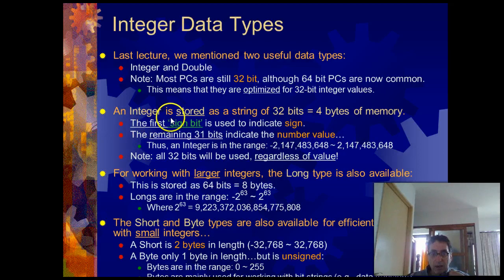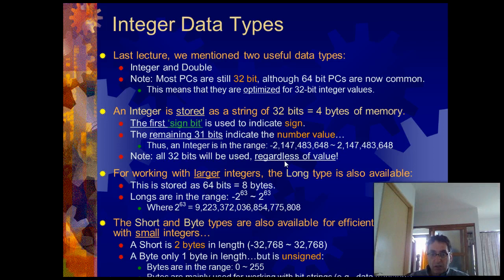So the first bit is called the sign bit, and that's used to indicate the sign. The remaining 31 bits indicate the number value. So we have the sign and the number value. Thus, an integer is in the range from here to here, and we need to store that in 8 bytes, I think, whatever it was. Note, all 32 bits will be used regardless of the value. That just means that even if you store a small integer, the computer still reserves the same amount of memory for it, whether it's a big integer or a small integer. The amount of memory that will be reserved is the same.